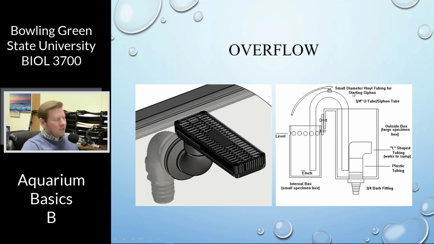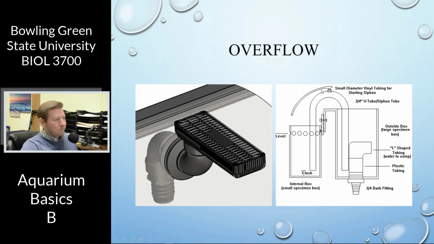Another way to get water out of your tank, if you don't want to drill a hole in your aquarium, is you use a pre-filter that looks like this. This is inside the tank here. This is behind the tank, and then that's the glass. So you're looking at a side view. And then you've got a J-tube here.